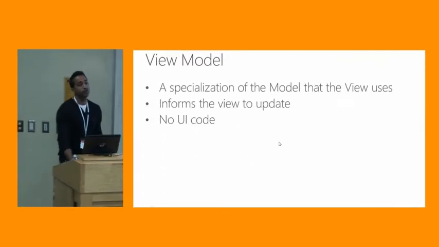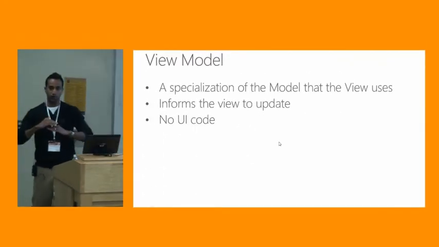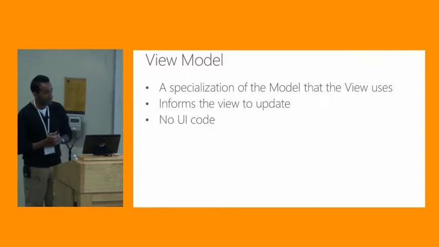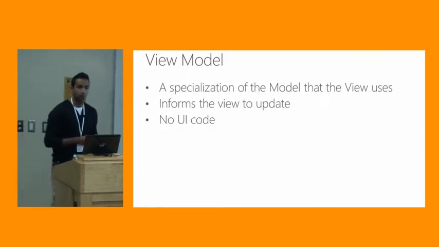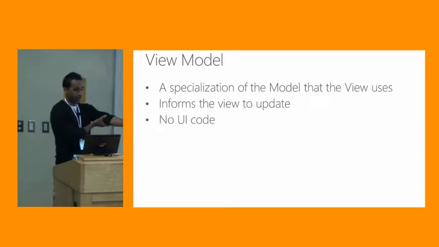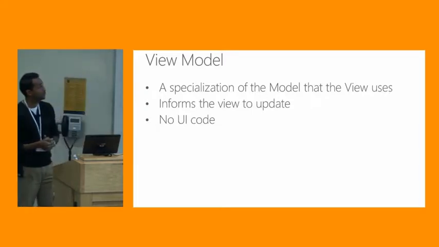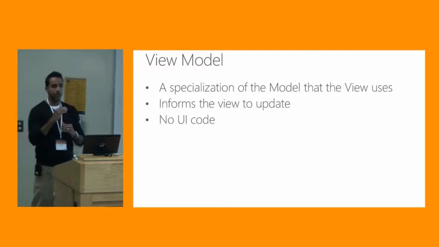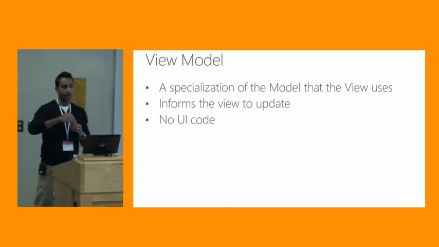OK, so a view model builds on top. We have the model at the bottom, the view model is next, and that basically is a specialization of the model that the view uses. I'll talk about what that specialization word means. But essentially, what you're doing here is providing something in the middle of your data and your UI to kind of glue them together.